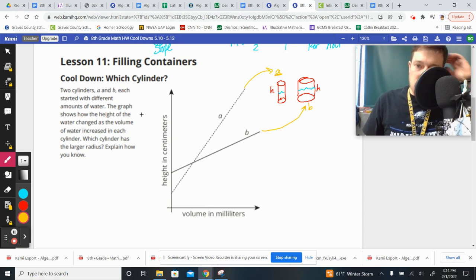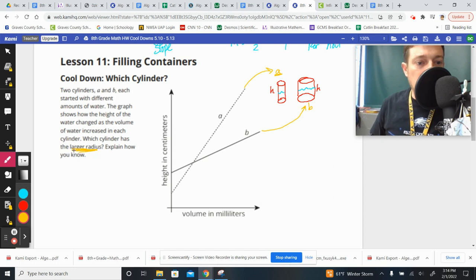So let's read the question now that we understand that concept. Two cylinders, A and B, each started with different amounts of water. It doesn't matter where they start. This one started a little higher, this one a little lower. They're going to cross at some point, so the starting point doesn't matter. We're really focusing on the slope here. The graph shows how the height of the water changed as volume of water increased, like we talked about. Which cylinder has a larger radius?